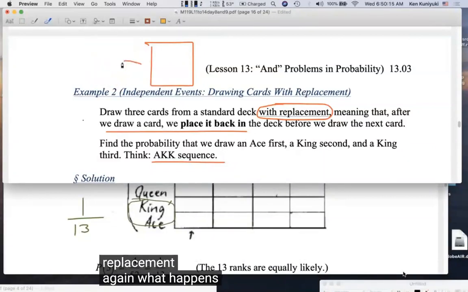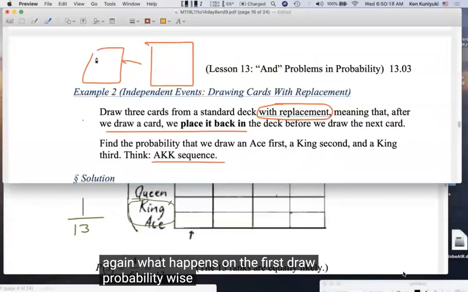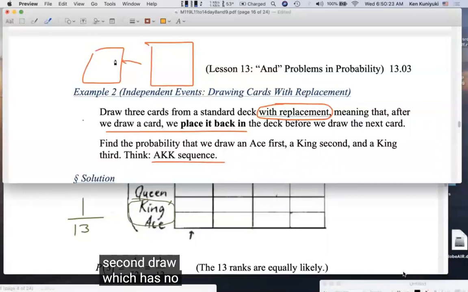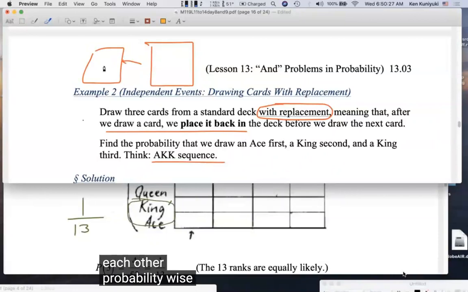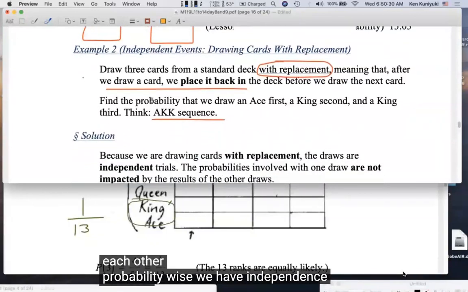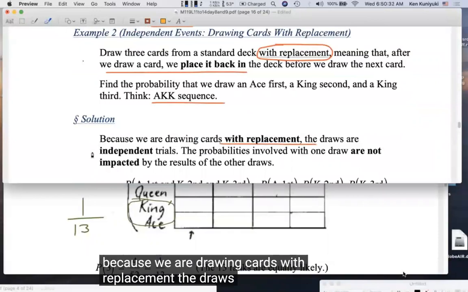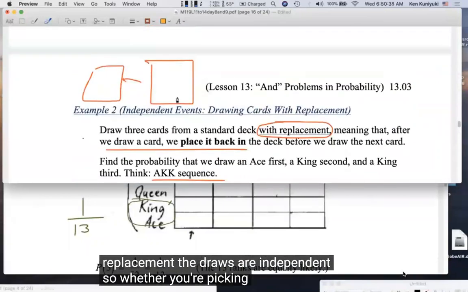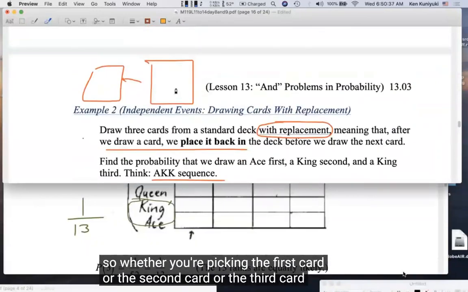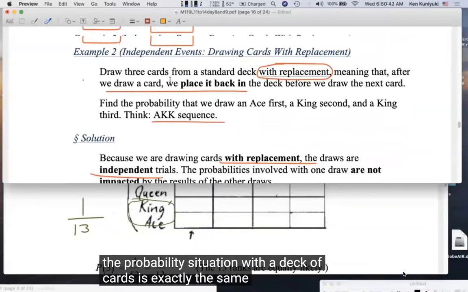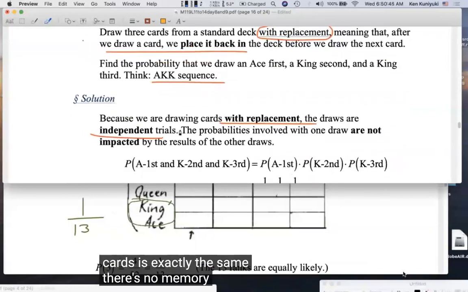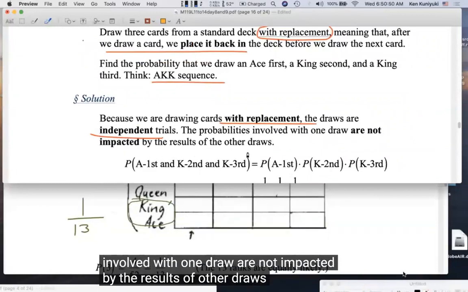again, what happens on the first draw, probability-wise, has no impact on the second draw, which has no impact on the third draw. The 3 draws have nothing to do with each other, probability-wise. We have independence. Because we are drawing cards with replacement, the draws are independent. So whether you're picking the first card or the second card or the third card, the probability situation with the deck of cards is exactly the same. There's no memory. So the probabilities involved with one draw are not impacted by the results of other draws.